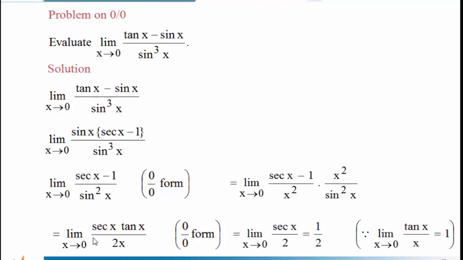So the limit as x tends to 0 of sec x into tan x divided by 2x. This we obtain by taking the derivative of the numerator. The derivative of sec x is sec x tan x. The derivative of the constant 1 is 0. The derivative of x square is 2x. Again we focus on tan x upon x. Its limit is 1 as x tends to 0. So only sec x divided by 2 remains.